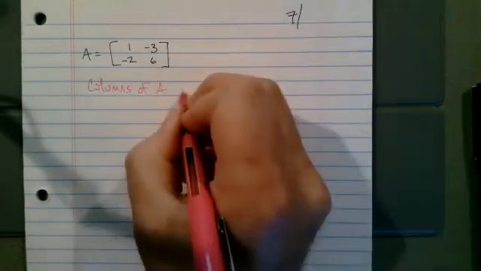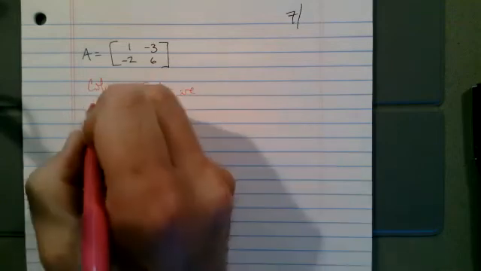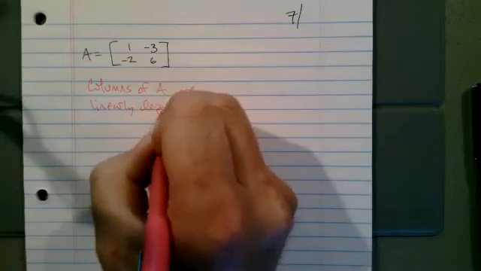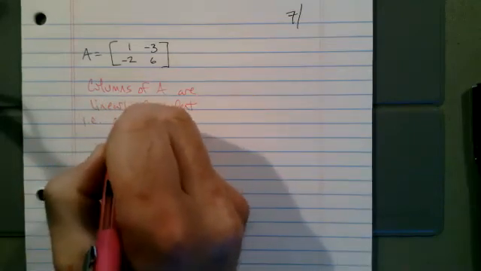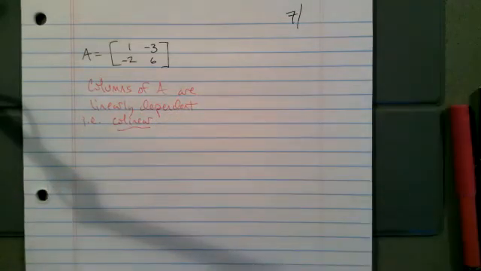So the columns of A are not linearly independent. So we'll say they're linearly dependent. That is collinear. Because there's only 2 of them, we can go with the collinear business.